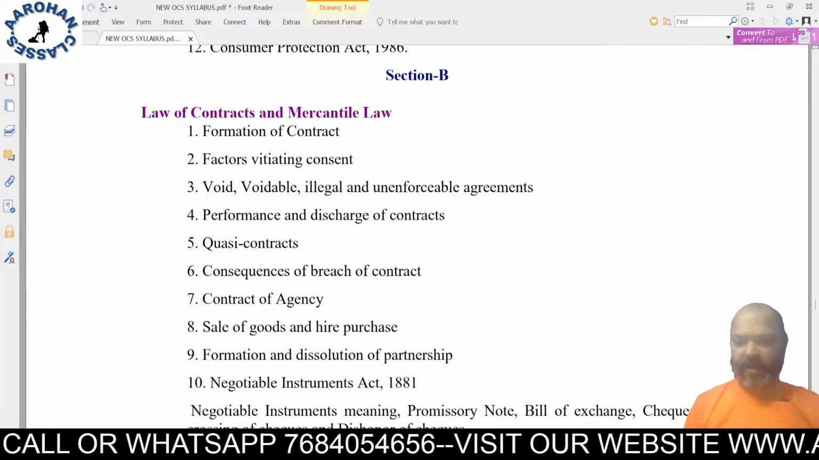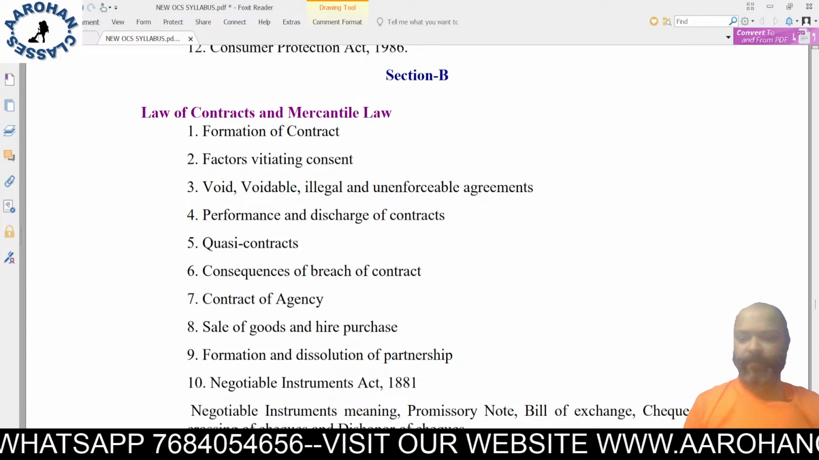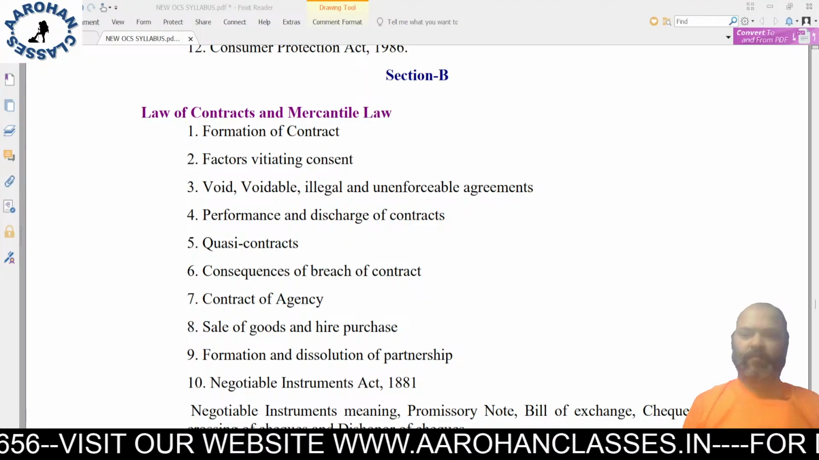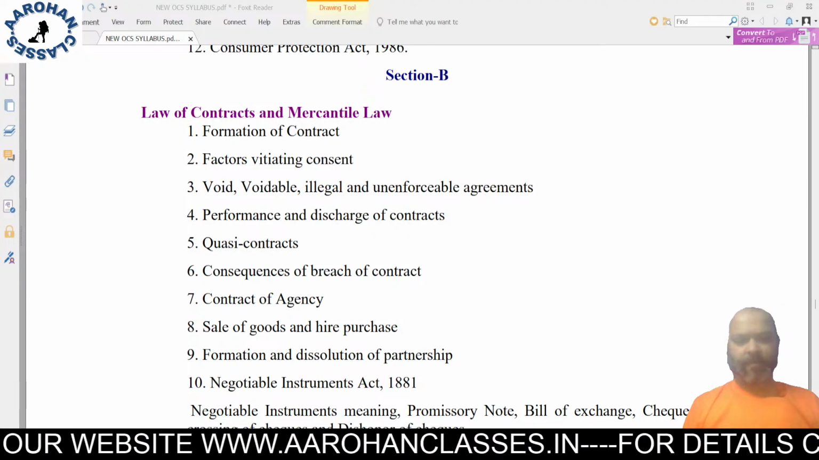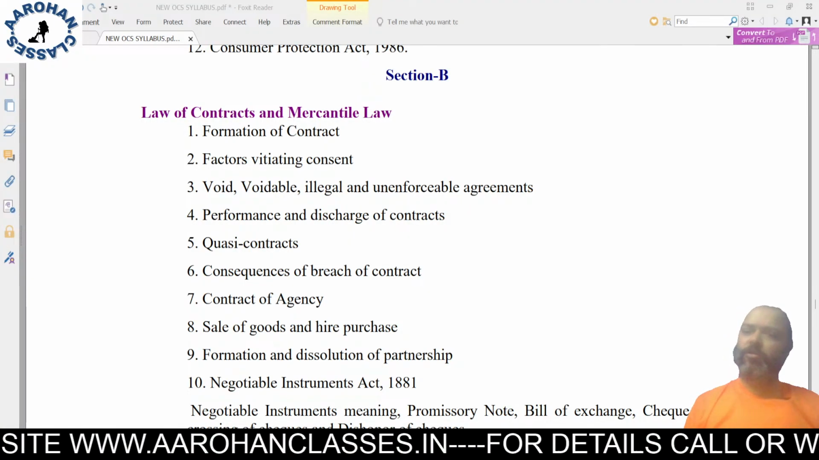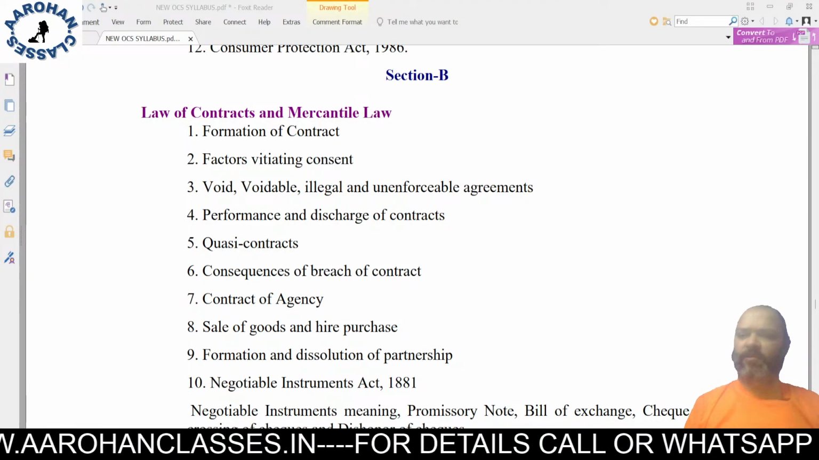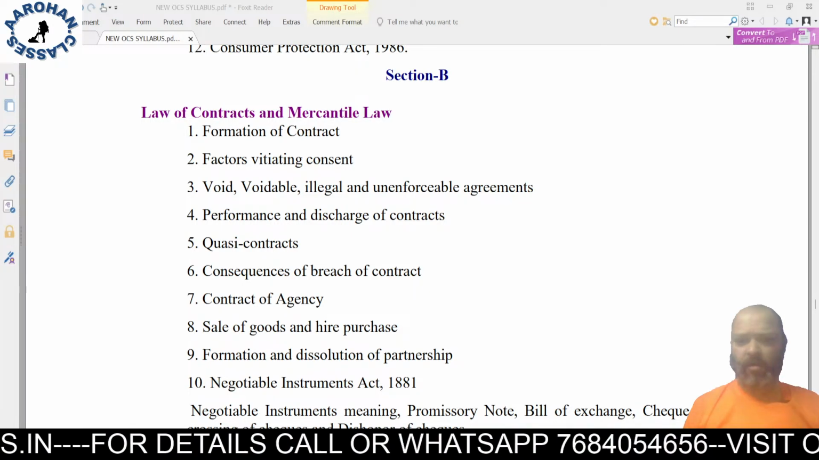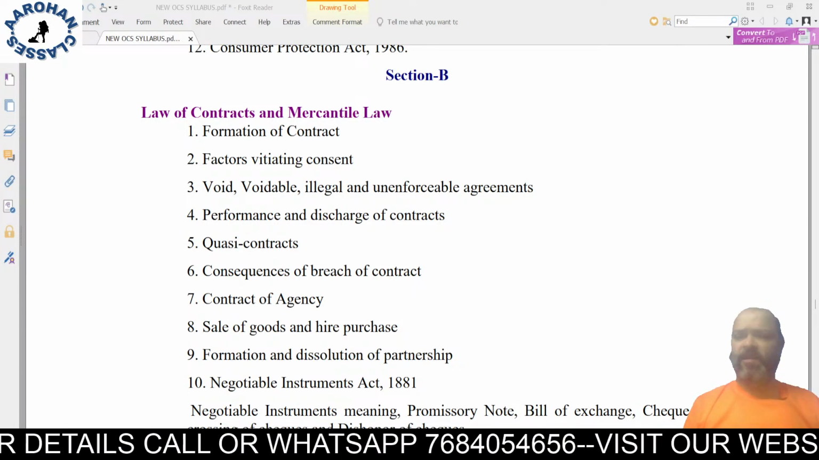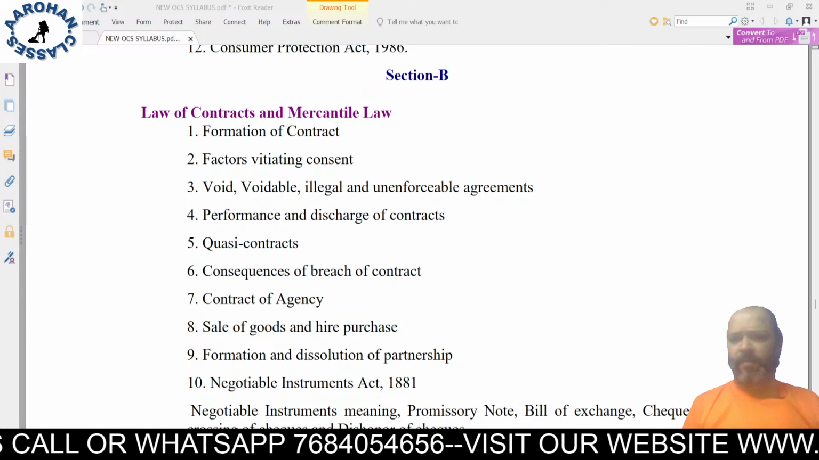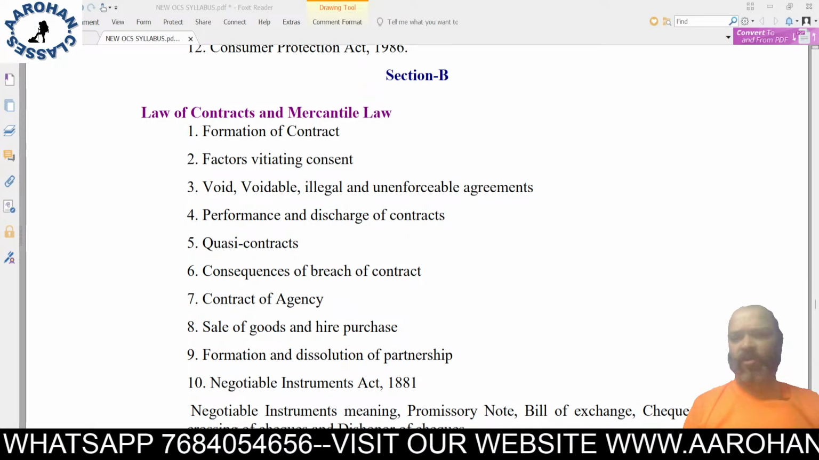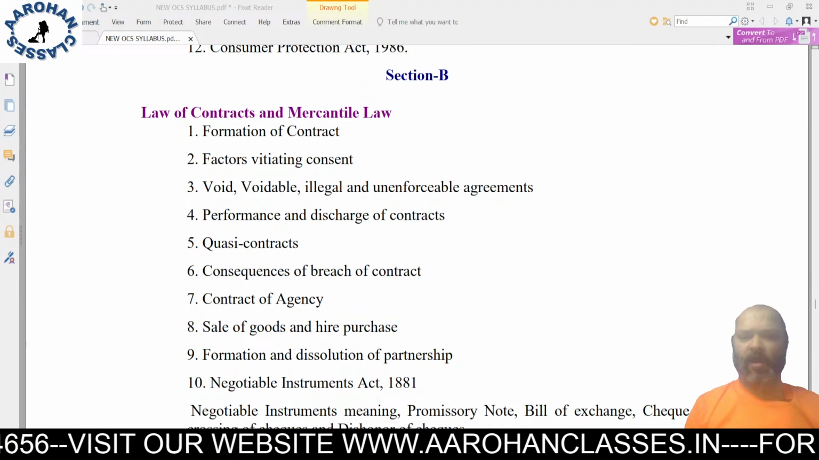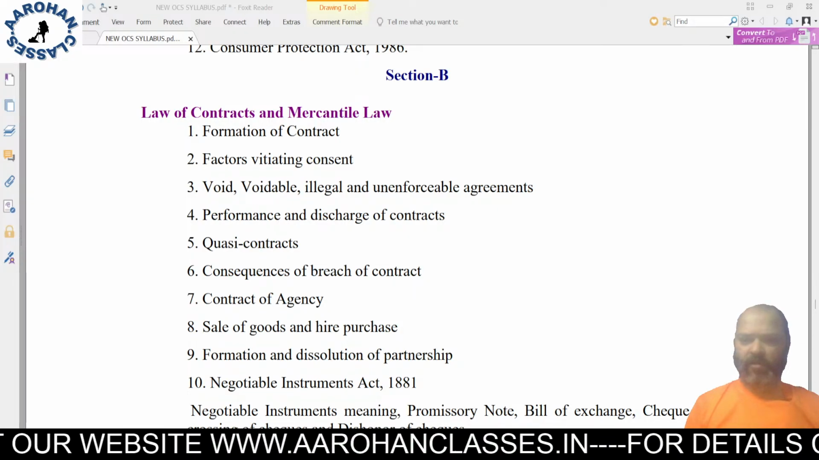For mercantile law, which textbooks should we follow? I am telling you about textbooks. For contract there are many books. Principles of Mercantile Law, that is Bangia and Raghuvanshi, is also a good book, and you can follow that. Avtar Singh and other books are also there. Whichever you like, but I will be following this book, Bangia and Raghuvanshi, for the law of contracts and mercantile law.